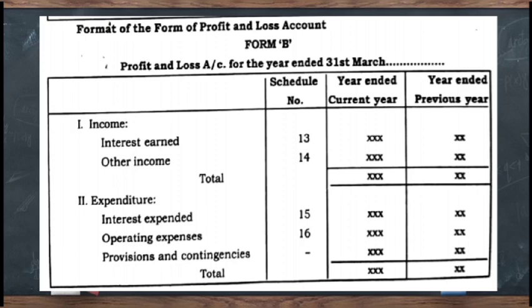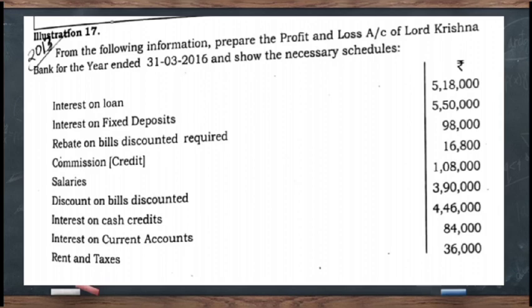Now let us take up the first question. This is the first question. Let me read the question now. From the following information, prepare profit and loss account of Lord Krishna Bank for the year ended 31st March 2016 and show the necessary notes.